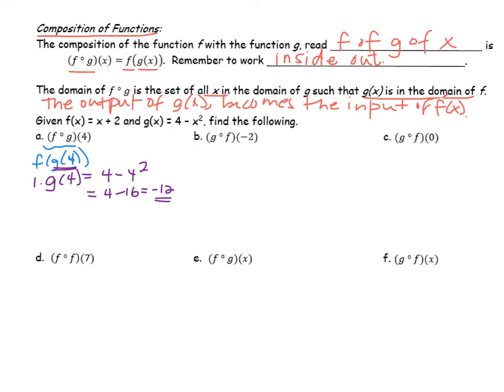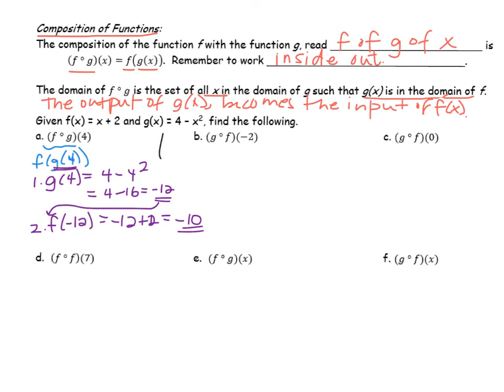Now that output becomes the input for f of x, and that's your step 2. f of x is on the outside, so we evaluate that function last. Whatever answer we got for g, we have to plug in for f of x. Now f of x was just x plus 2. If we plug in negative 12 and then add 2 to it, our final result is negative 10. That means f of g of 4 is equal to negative 10.